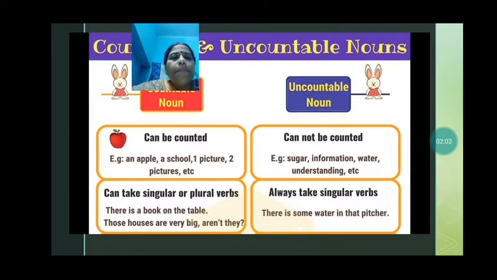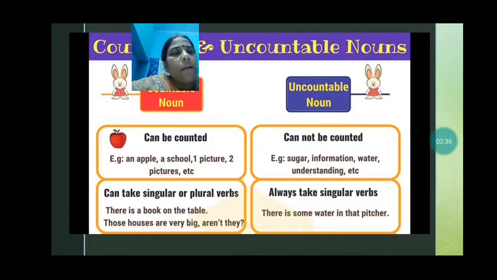As you can see, there is a book on the table. So what is the noun? The noun is book, with a book meaning one book, and the verb is. So with the singular noun book, we have taken the singular verb is. And then, houses. Those houses are very big, aren't they? So here houses is in the plural form, and with that we have used the plural verb are.